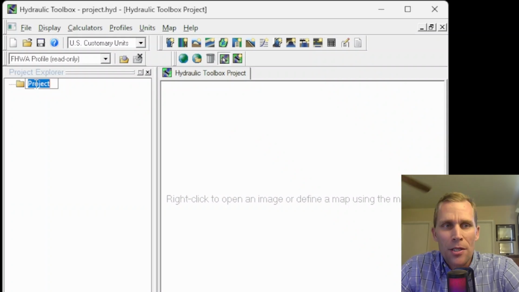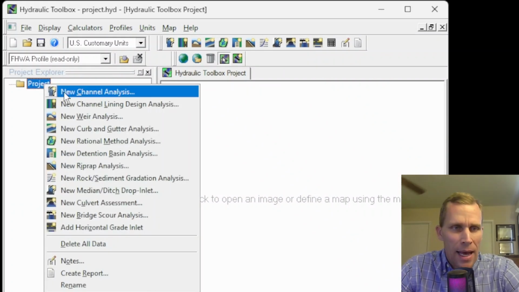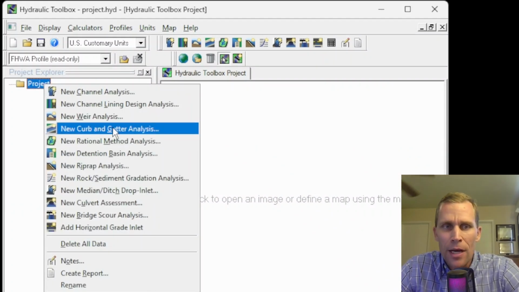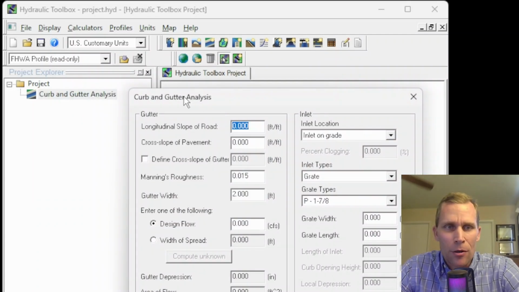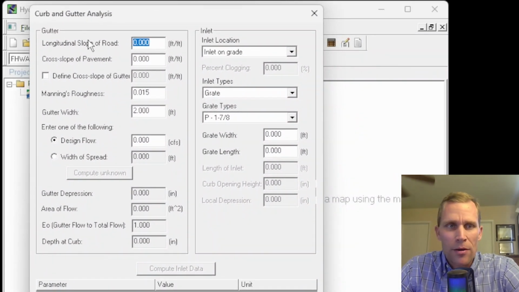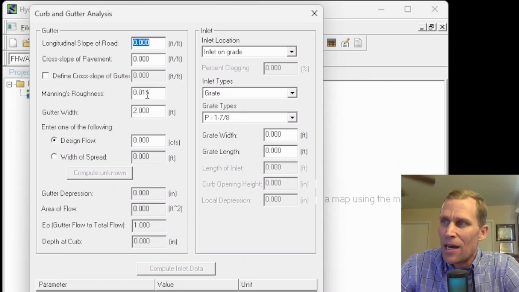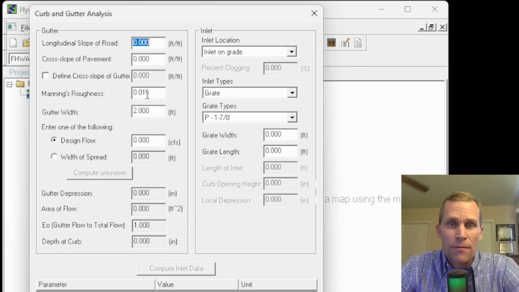I'm going to click on my project and then right click, add new curb and gutter analysis. This is the calculator that we want. And then double click to open up the calculator. So now it's a matter of inputting the data and figuring out what is the efficiency for those three different types of grate inlets. All right, so let's start with the longitudinal slope of the road.